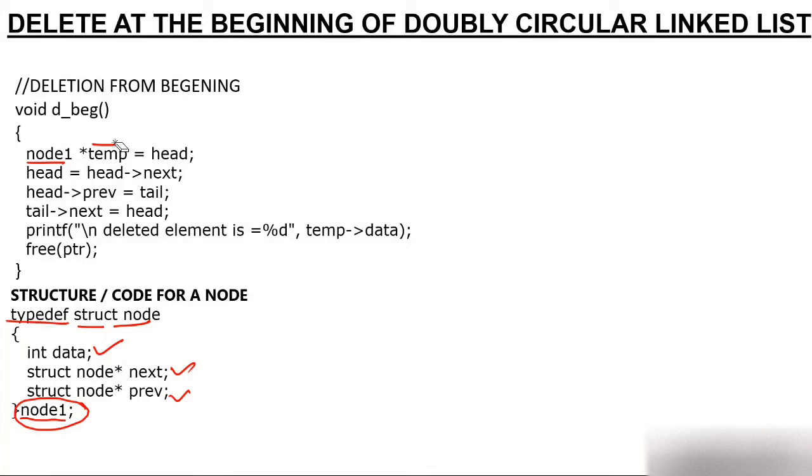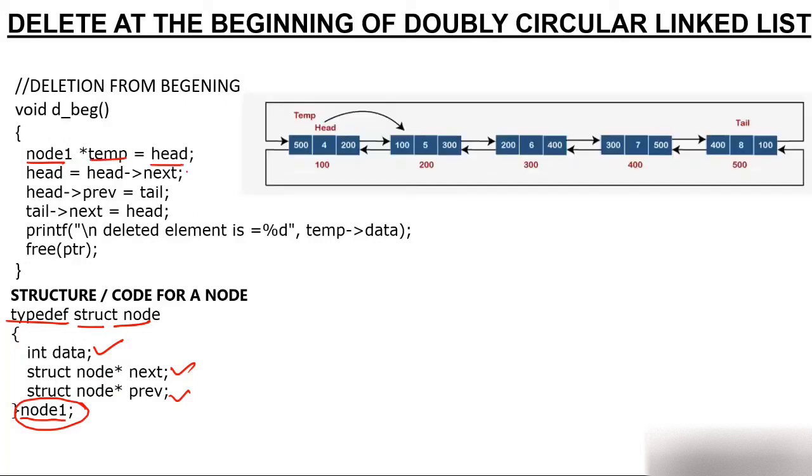Okay, so we have created a pointer temp of data type node 1, and we have initialized it with head. What is head now? See the linked list. You have a head representing a node at address 100. You have initialized temp with head, so temp will also have 100. So finally temp and head are both pointing to the same node.